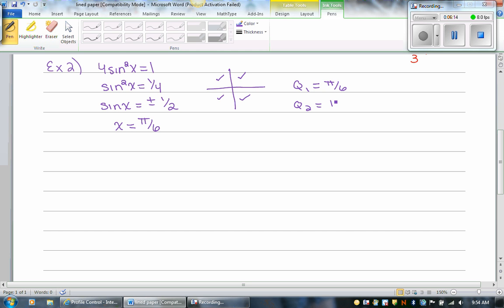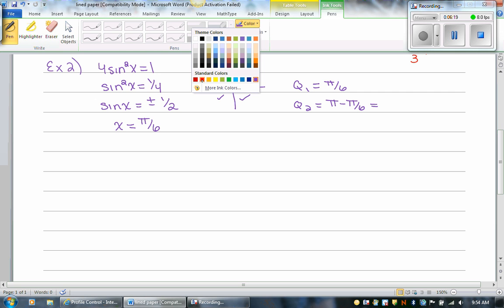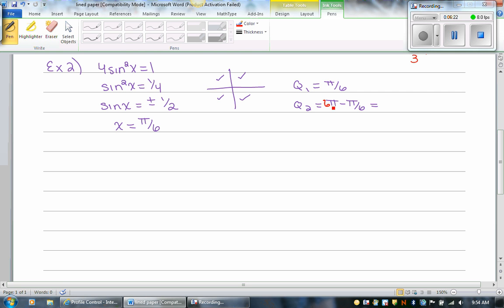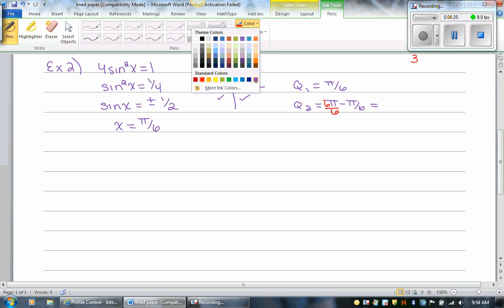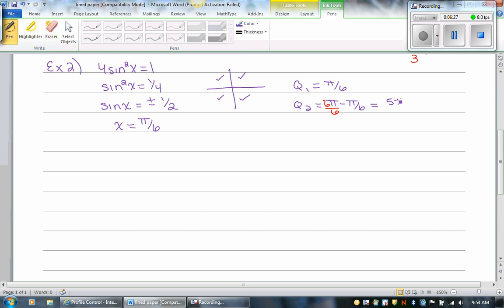Quadrant 2, we have to do pi minus pi over 6, which, again, we need that common denominator, so 5 pi over 6. Quadrant 3, we're going to do pi plus pi over 6, or 7 pi over 6. In quadrant 4, you're going to do 2 pi minus pi over 6, or we could say 12 pi over 6 minus pi over 6, 11 pi over 6.